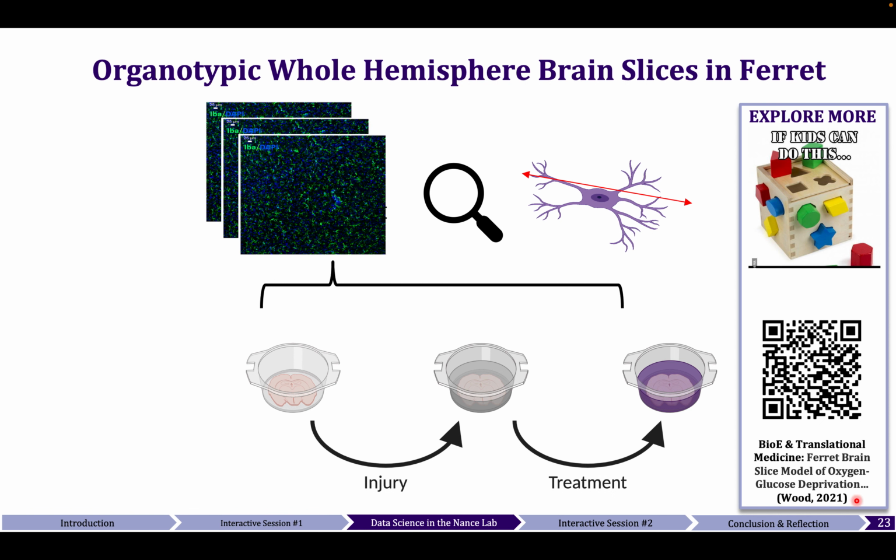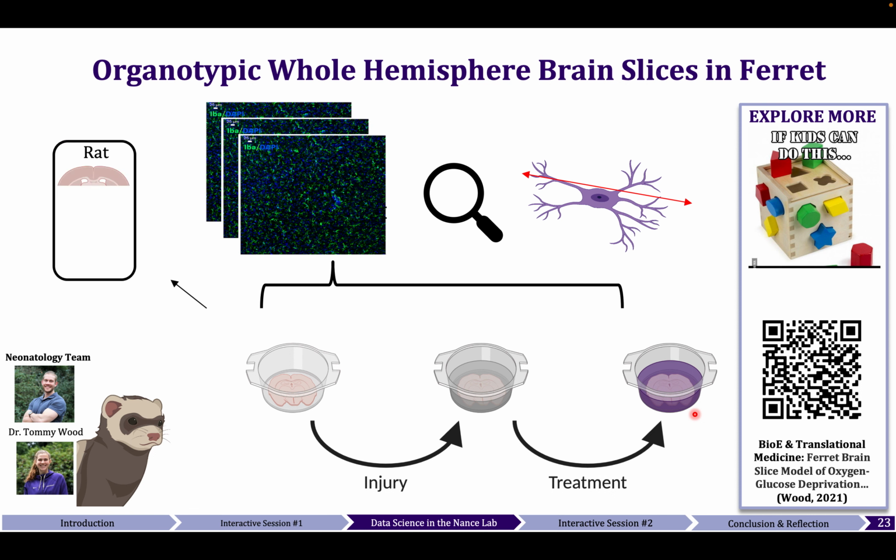So in the NANCE lab, what we do is we take these images. This is an example of immunofluorescent images of microglia. But these images are obtained from brain slices. So we extract the brain from an animal, we slice the brain, we put that brain in media, which keeps it alive. We put that in an incubator. Foon will describe this entire process. And then we have ways that we can injure those slices, and we can treat those slices, and then we can image their cells. So we did this with the neonatology team, specifically in ferrets.